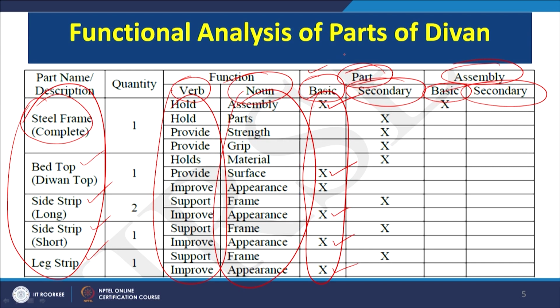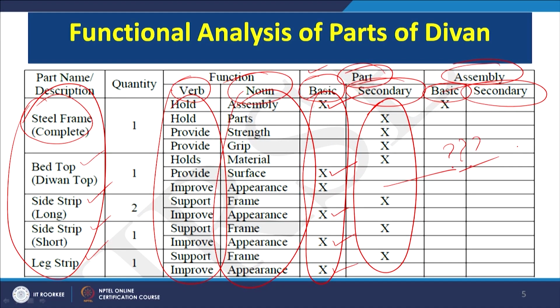But you can see from the functional evaluation point of view that there are a number of secondary functions also which can be studied, and these can be tried to be eliminated, or combined with each other, so that we are able to develop a better product. So this is the first stage, that is the functional analysis of the divan.